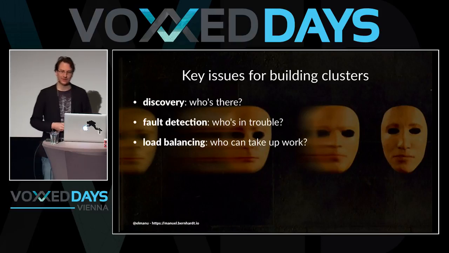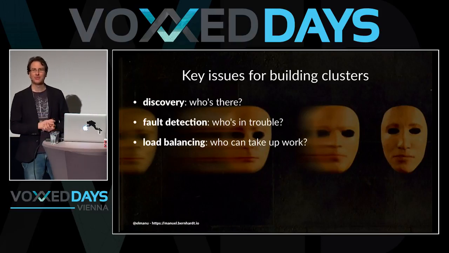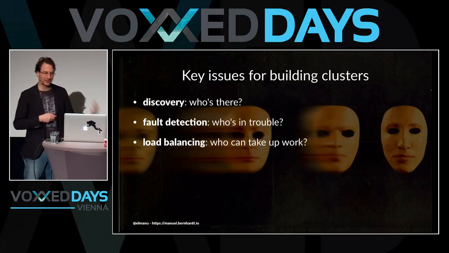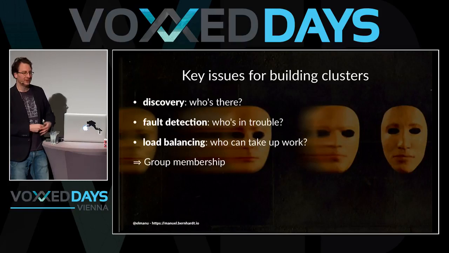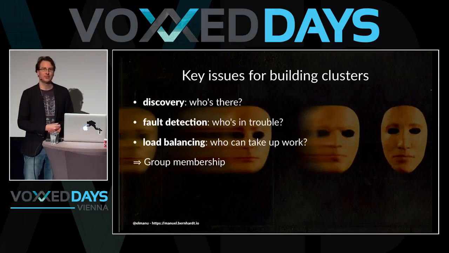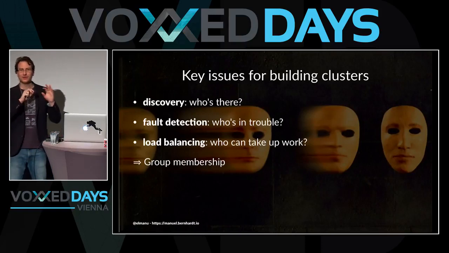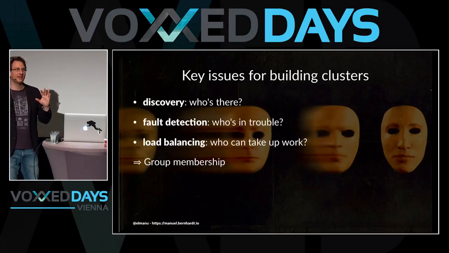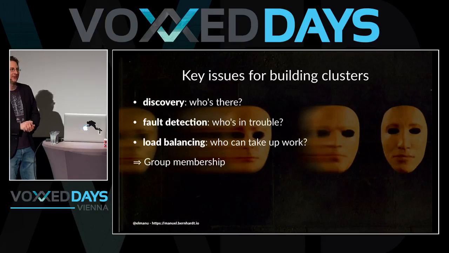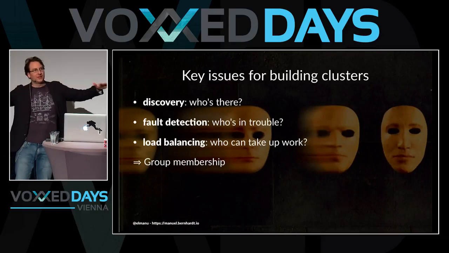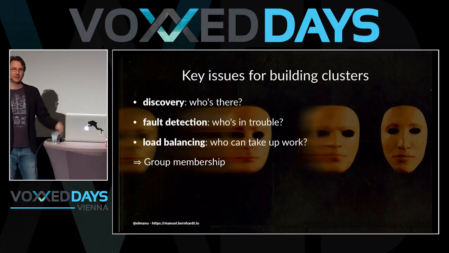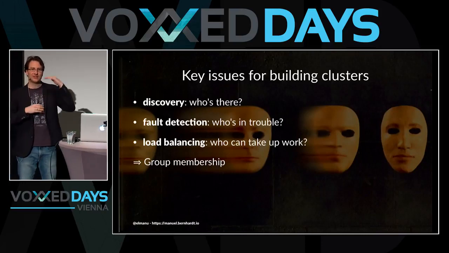That's the load balancing. And it turns out there is one abstraction that you can use and that makes building and reasoning about all of this a lot easier, and that is the abstraction of group membership. Who is there with me? If I have a service that runs on every node in the cluster and that tells the application who is part of the cluster, that makes building distributed systems a lot easier.